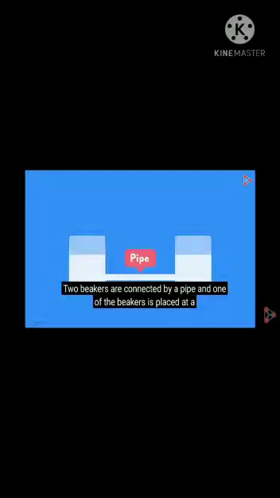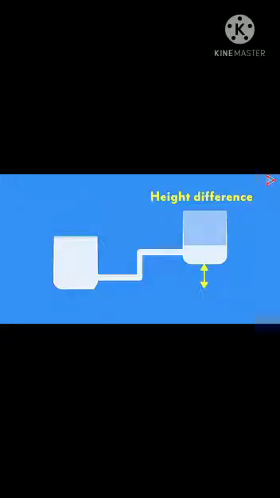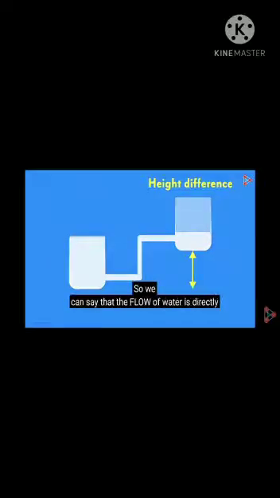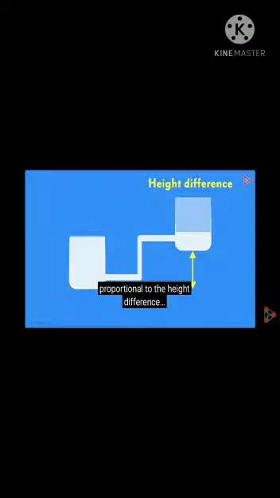Two beakers are connected by a pipe and one of the beakers is placed at a height above the other, and the water will flow from this beaker to this one. This happens due to the height difference that makes the water flow from the beaker on top to the one at the bottom. If I increase the height difference, the flow of water will be faster. So we can say that the flow of water is directly proportional to the height difference.